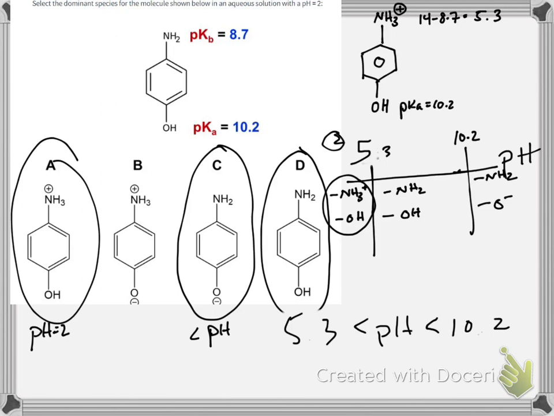Option C is going to be pH that is greater than 10.2, so any pH greater than 10 is going to be option C. And then option B cannot be made. You can't have a positively charged nitrogen and a negatively charged oxygen in this model, because the negatively charged oxygen occurs at any pH greater than 10, but by then the nitrogen is in its neutral state. And so for pH equals 2, the answer will be A.